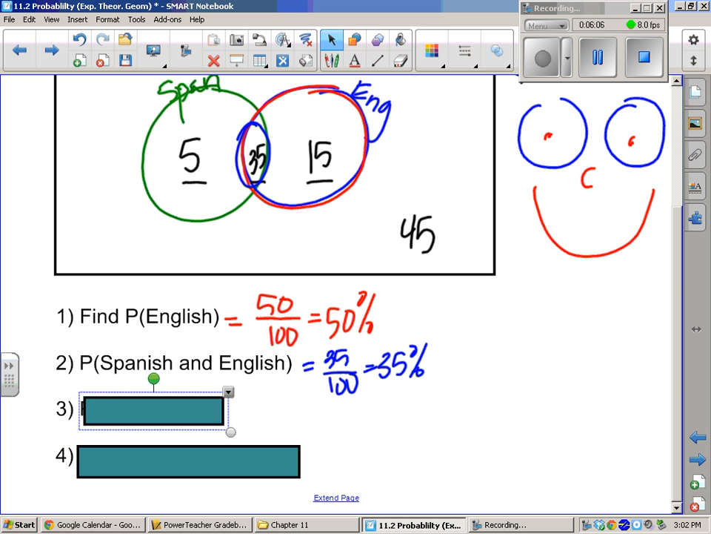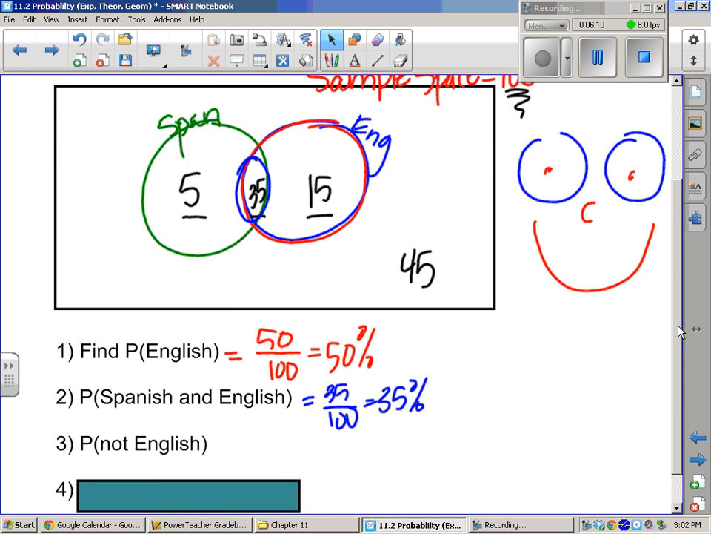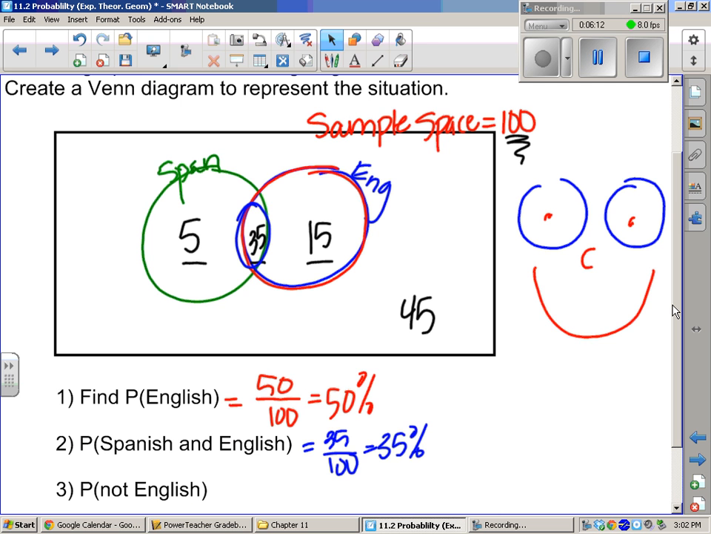Okay, number 3 is not English. So that means they're not taking English, or any other language. So, how many are not taking English? Just 5. They're taking Spanish, but how many are not taking either language? So 50. Wait a second, I noticed something.